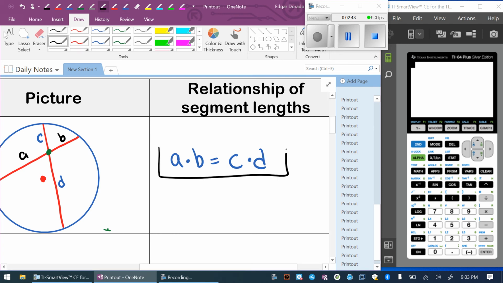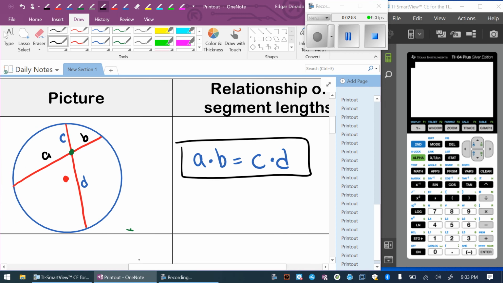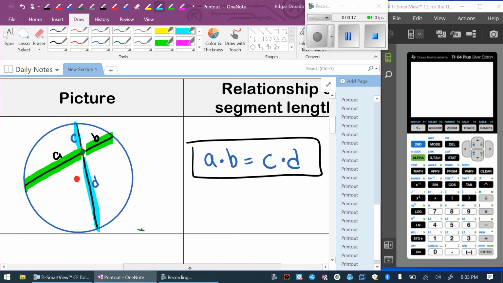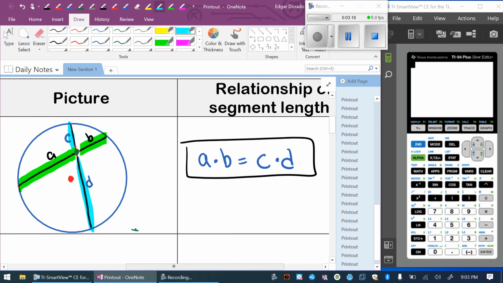So this is our first formula for today. A times B equals C times D. In other words, both portions of the same chord multiplied will equal both portions of the second chord multiplied. Okay, so AB equals CD, or A times B equals C times D. Now that's going to come later on, guys. If we need to prove it, I'll go ahead and show you guys the proof. But for now, let's take that as our new formula for today.